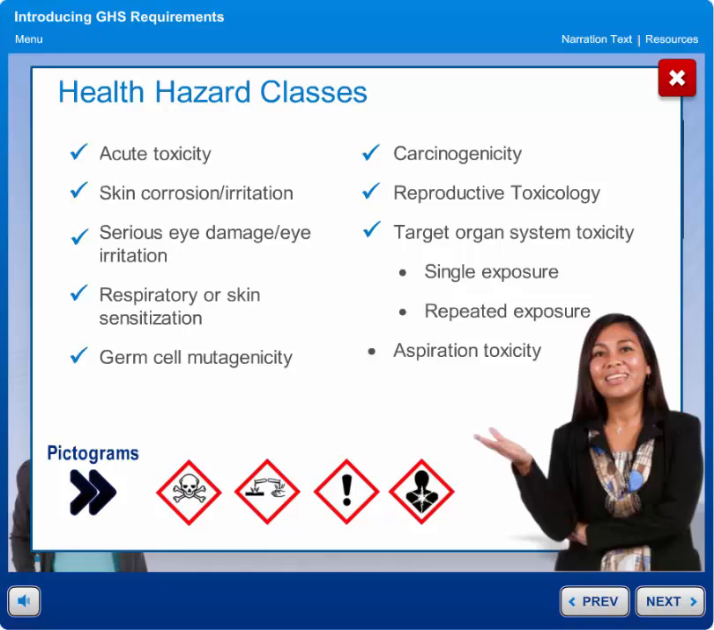And the last class is aspiration toxicity. Aspiration toxicity is an effect that occurs from entry of a liquid or solid through the oral or nasal cavity into the trachea or lower respiratory system.